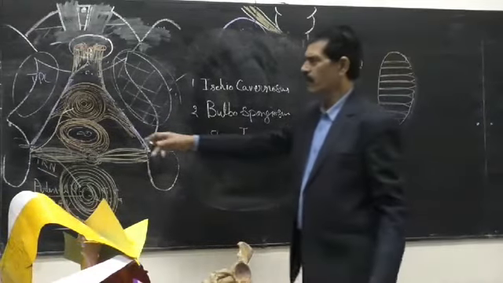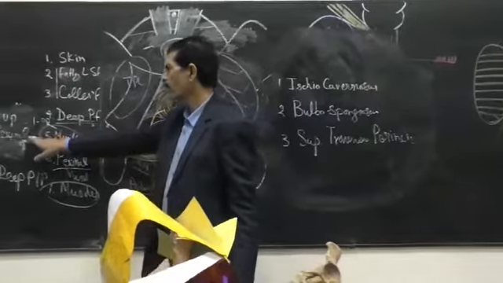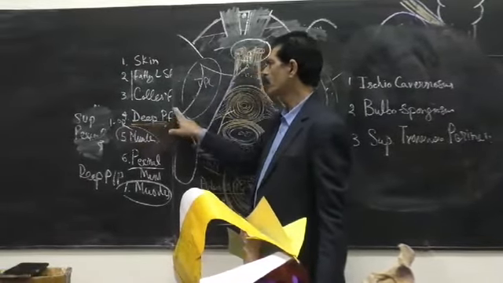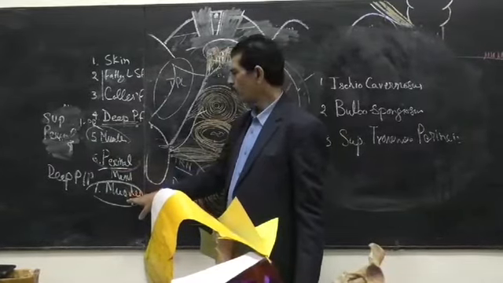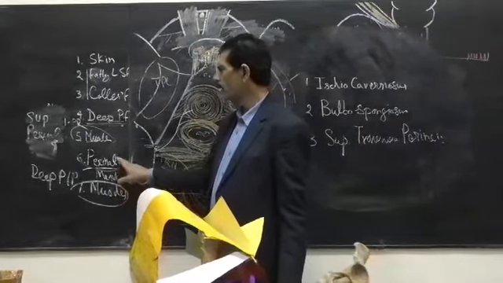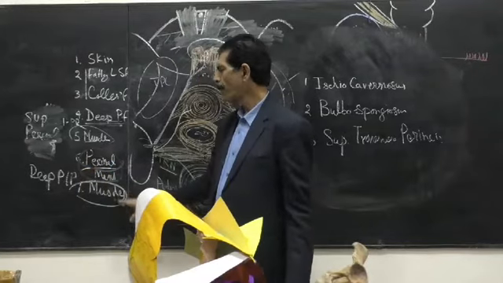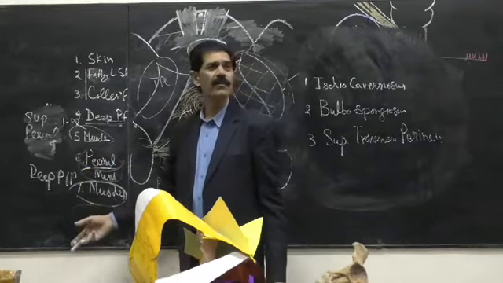So if the question comes on the superficial perineal pouch, you will write that this is the space between the deep perineal fascia and the perineal membrane. And what is the deep perineal space? It is the space deep to the perineal membrane and above the levator ani muscle.